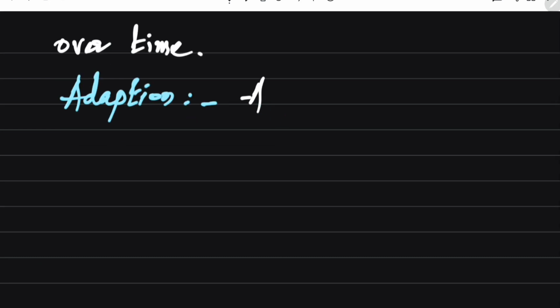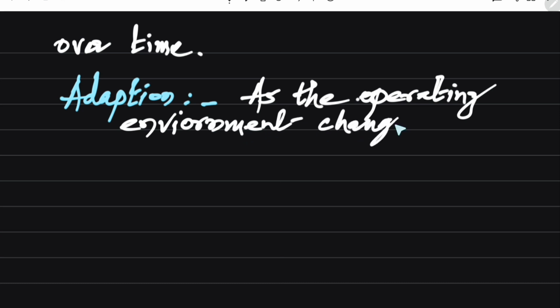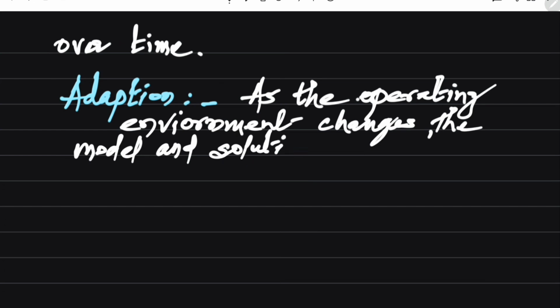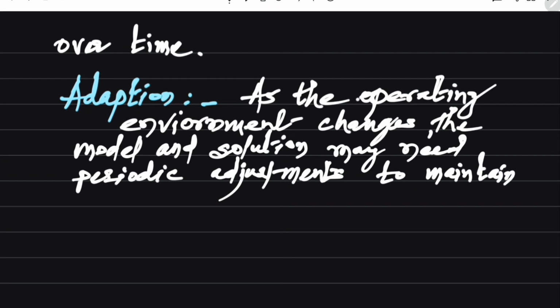Adaptation. As the operating environment changes, the model and solution may need periodic adjustments to maintain optimality. Therefore, these are the total 6 phases of any OR study.